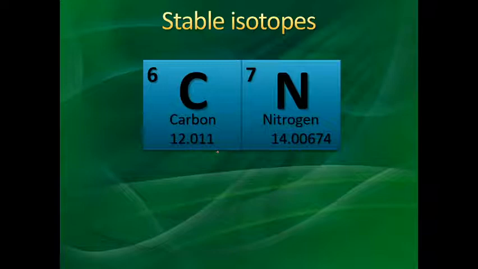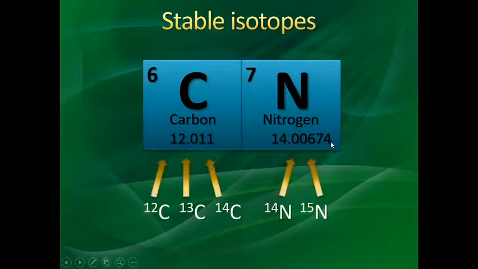If you look on the periodic table of elements, what you get is an atomic number and a mass number, right? And what this does is it tells you how many protons and neutrons are in the element. So carbon has 12. We know it has six protons and 6 neutrons. But why is it then 12.011? And same with nitrogen. Nitrogen has 7 protons and 7 neutrons. Why is it 14.00674, right?